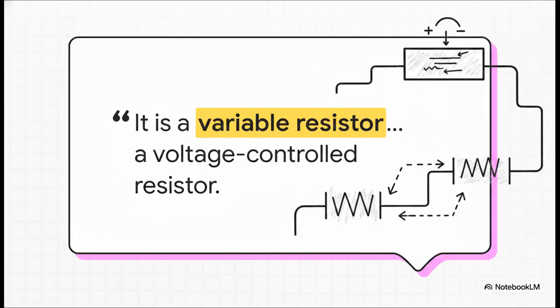So the crucial point is this. Once that channel is formed, by tweaking the gate voltage up and down, we are directly altering the density of electrons in that channel. More electrons mean less resistance, fewer electrons mean more resistance. As our source beautifully puts it, the MOSFET acts as a variable resistor, specifically a voltage-controlled resistor. A voltage on the gate precisely dictates the current flowing through the device. We've achieved our ultimate goal.